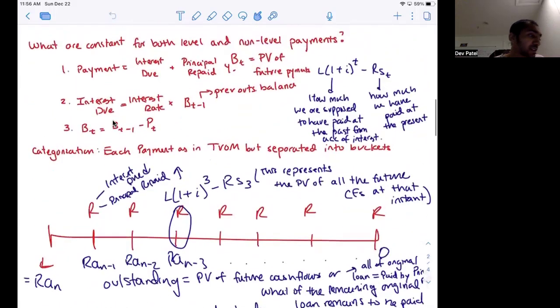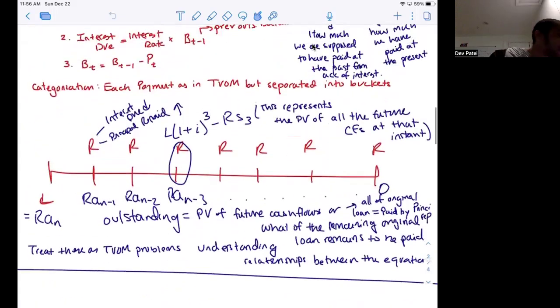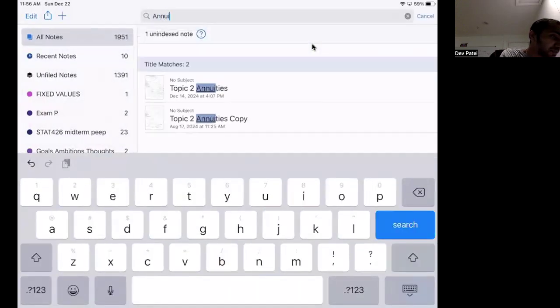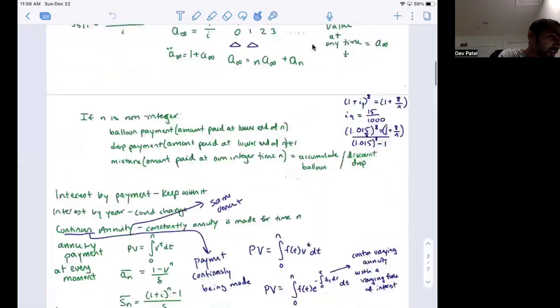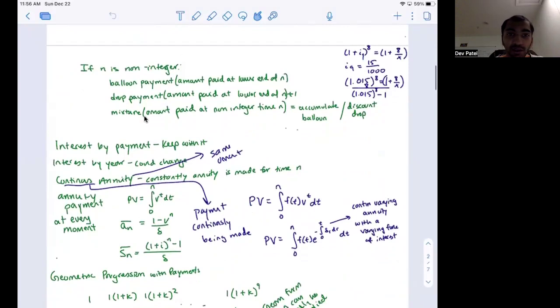We went over the constant conditions for both level and non-level payments. And now if we look at annuities, again, you have to do practice problems to really understand these. One thing I do want to emphasize is for balloon or drop payments, when we get the outstanding balance by calculating the future value, you must remember that that is the value at that period. So to get to the drop amount or even the balloon amount, you have to accumulate the amount that you get from the future value by the interest rate.